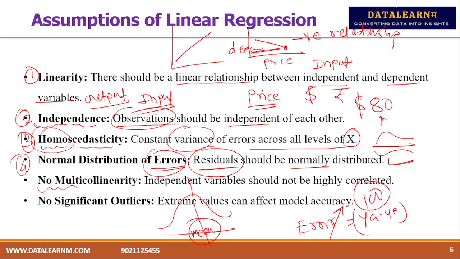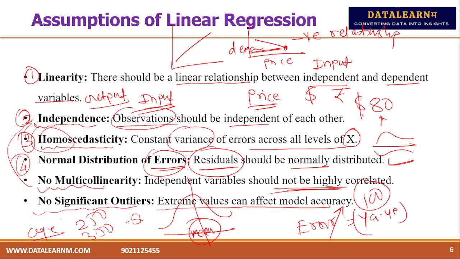Again, no multicollinearity, which is similar to independence. Independent variables should not be highly correlated. There should not be any correlation between the input or independent variables, and no significant outliers. Extreme values can affect the model accuracy. Suppose the age column has values like 250, 350, minus 50. This is not allowed in the case of linear regression.